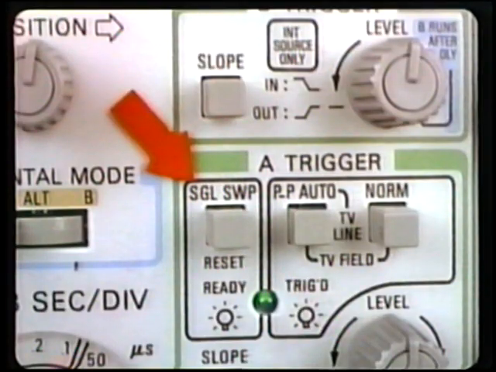The single sweep button, also located in the fourth block, will display only one sweep on the screen. This is useful for viewing waveforms that do not repeat, or those that cause the trigger circuitry to become unstable.